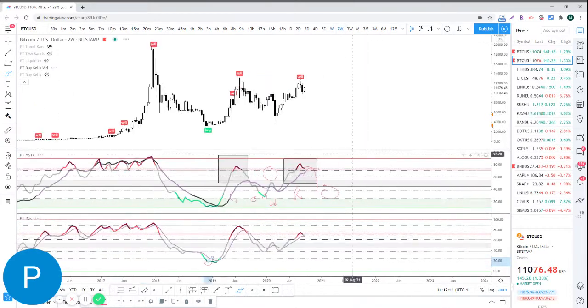If you look at the 2 week, it looks so clean. Look at this. Left shoulder, head, right shoulder. See how the right shoulder hasn't even touched the signal line yet? It hasn't even touched the signal line. That's how you know that we're going to go in for another top, right? Like this. But look at your RSX.